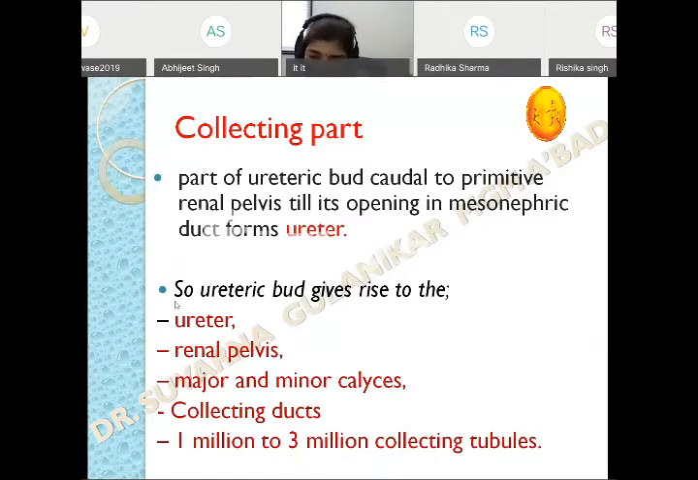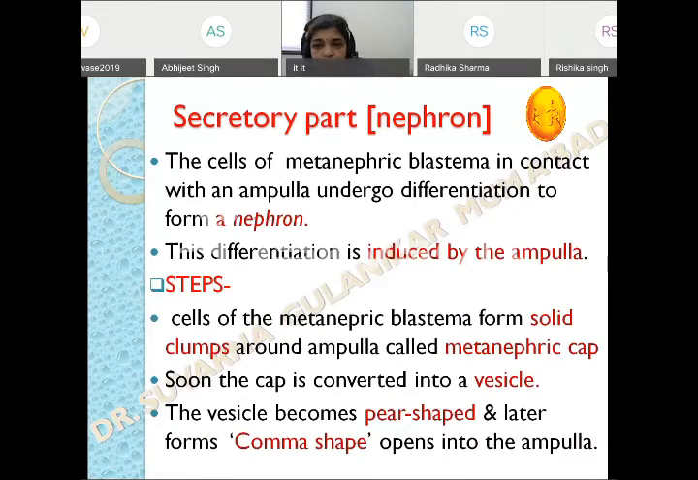So ultimately, what are the parts derived from the ureteric bud? The first is the ureter, renal pelvis, major calyces, minor calyces, collecting ducts, and collecting tubules, which are 1 to 3 million in number. Okay. Now the second part. The second part is the secretory part, which is the nephron. How is it derived? It is derived from the metanephric blastema, which is the developing metanephros in the sacral region.